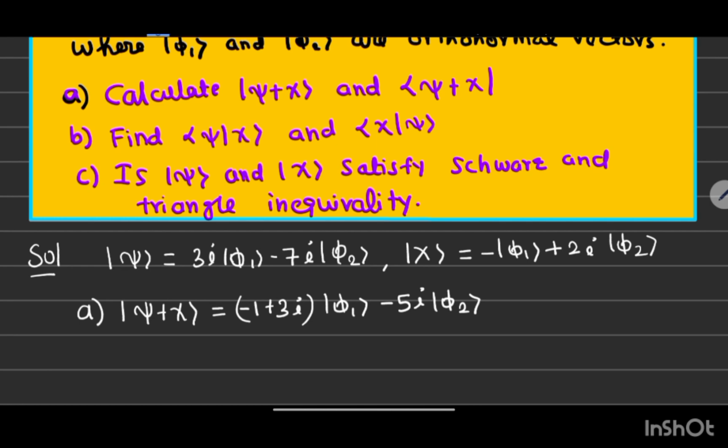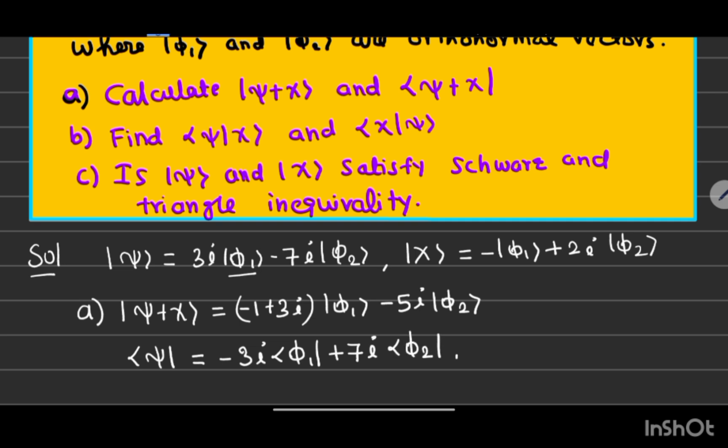Since bra vectors are not given, at first we have to find the bra vectors for these two ket vectors, and then we have to add straight away. We cannot add any bra vector with a ket vector because they are coming from two different spaces. So we have to convert them, first bra psi. So what will it be? We have to take the complex conjugate for this element, and then this ket phi 1 will become a bra phi 1, and this becomes 7i times phi 2.